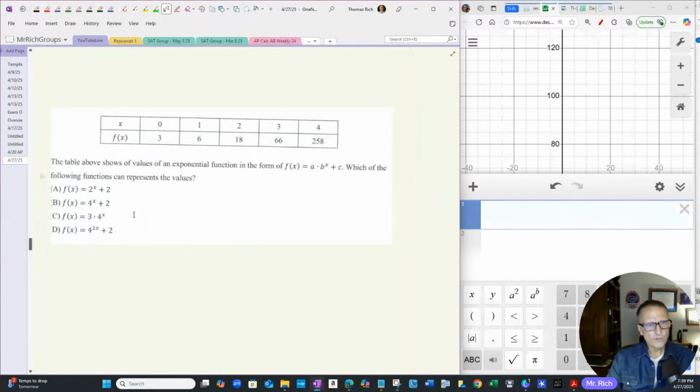The table above shows values of an exponential function in the form of f of x equals a times b to the x plus c. Which of the following functions can represent the values?